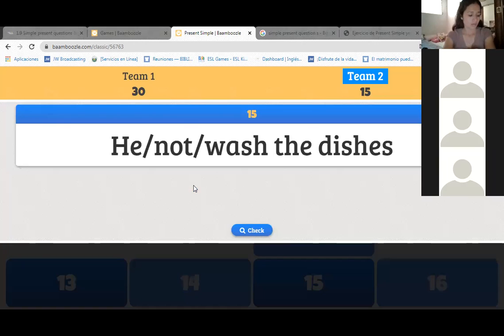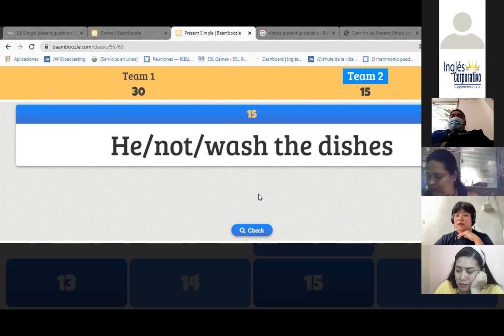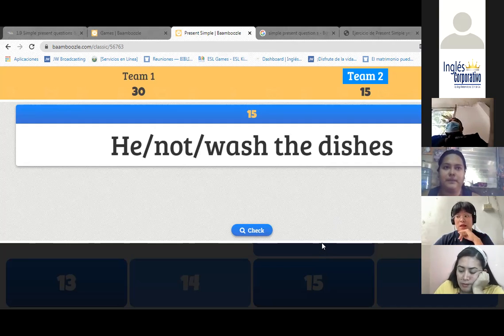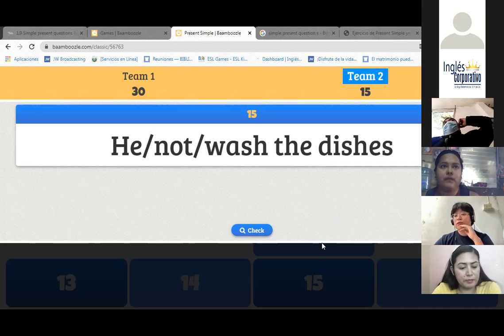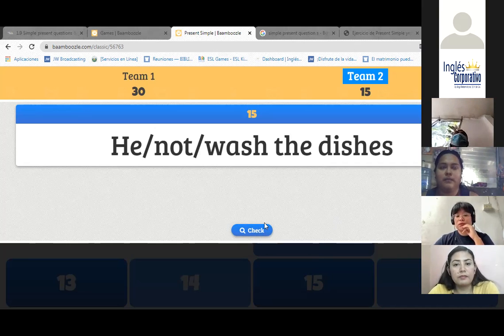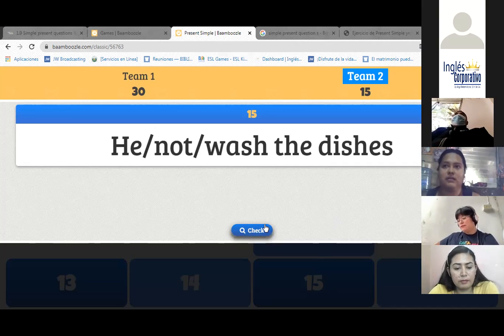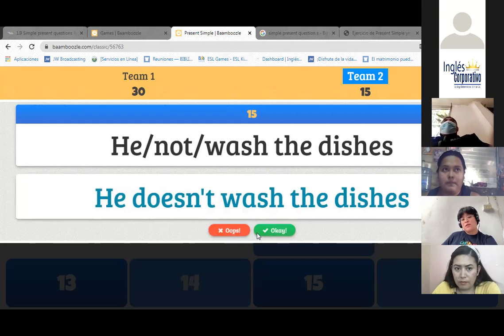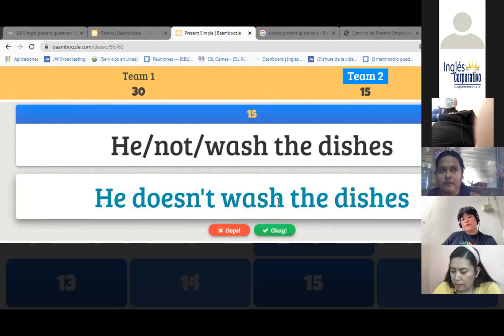You need to make the sentence. He not wash the dishes. What is the correct form? He wash the dishes. Okay, but it's negative, means not. To make it negative, we use an auxiliary. We use the auxiliary: does not wash the dishes. Exactly. He doesn't wash the dishes. When we use the auxiliary, we don't put the S or the ES to the verb.